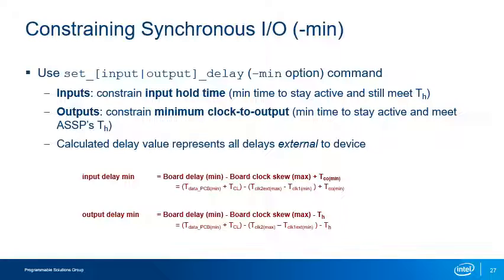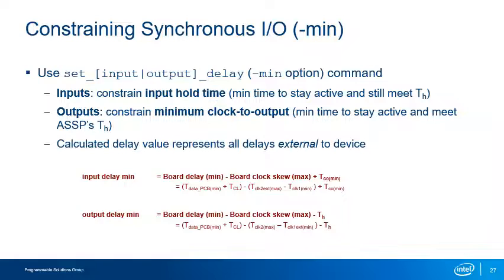Again, the equations must take into account the board delay and the clock skew, but also the clock-to-out or hold time requirements of the external device. This time, the values are selected to calculate the smallest external delay possible. Using the bold equations as a guide should help when determining the values to use for external delay.